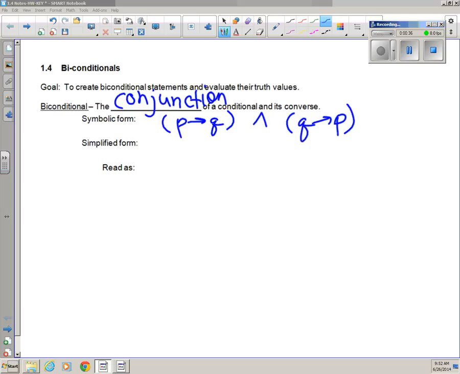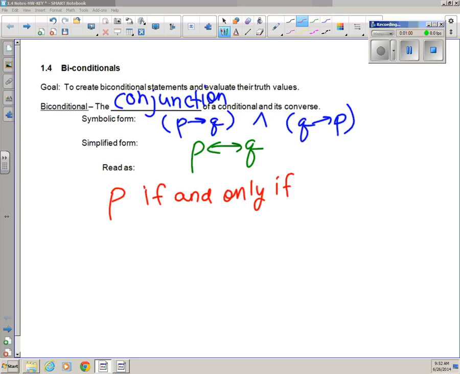It basically says if P then Q and if Q then P. So the simplified form of that is, well, let's get rid of these two parentheses and instead of having a single arrow, let's do a double arrow. So we've got this P, this double arrow Q, and this is read as follows: P, statement P, if and only if Q. So that's a biconditional. Bi meaning two ways. We've got this double arrow. So a biconditional is the conjunction of a conditional and its converse. It's P if and only if Q.